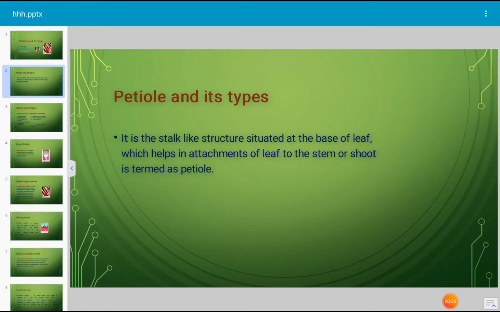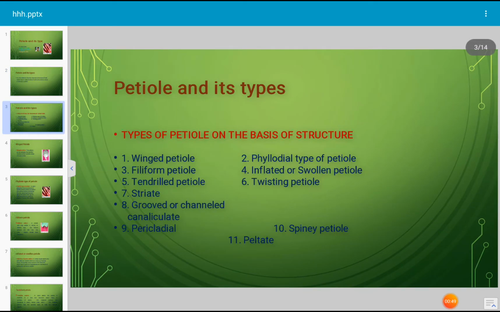It is a stalk which is situated at the base of the leaf, and that structure again has great variation in the shape and size and length and thickness of the petiole. And every characteristic of the petiole of any particular plant plays a very important role in identification of the plant. Let us see how many types of petiole occur in plants.